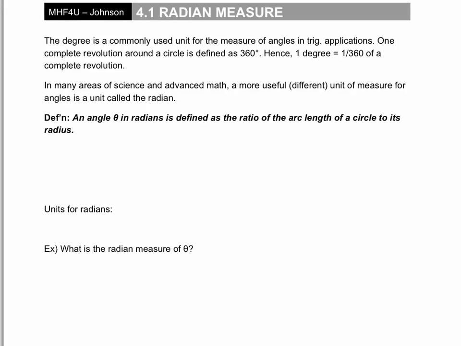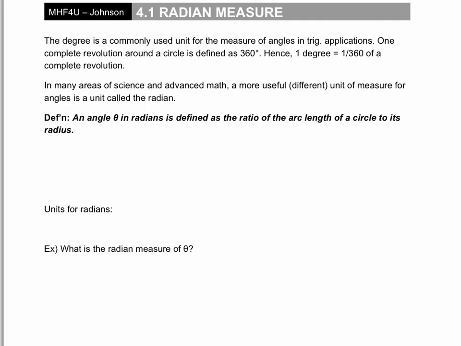In this video, we are going to look at radian measure. The degree is a commonly used unit for the measure of angles in trig applications. One complete revolution around a circle is defined as 360 degrees. Therefore, 1 degree is 1/360th of a complete revolution.